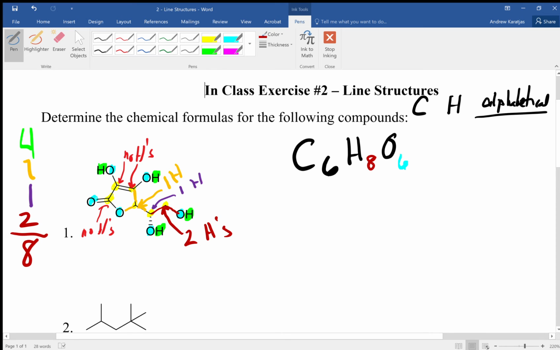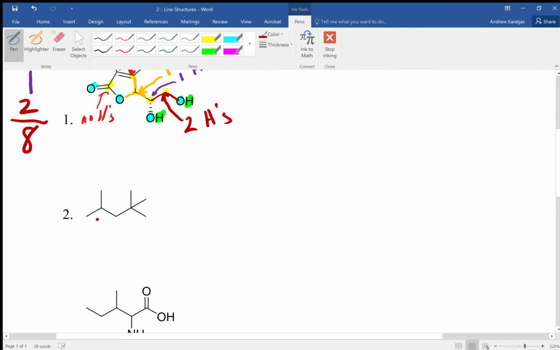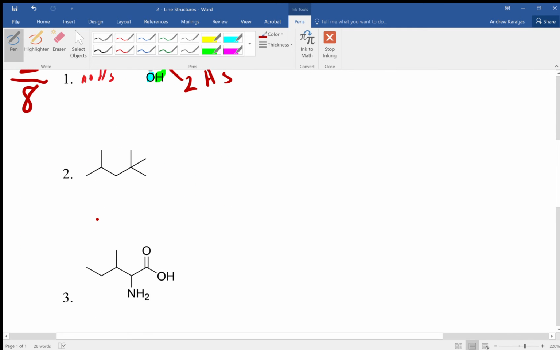A couple things to note about that number of hydrogens. If your molecule only has carbons and oxygens in it, other than hydrogen, then your number of hydrogens is always going to be even. You're really only going to see odd numbers of hydrogens when you start adding in elements like nitrogen. All right, let's move on to the second example.